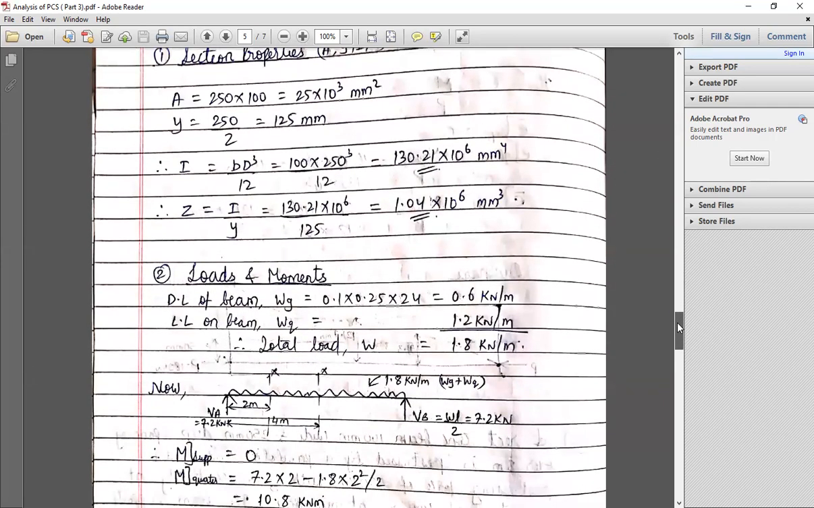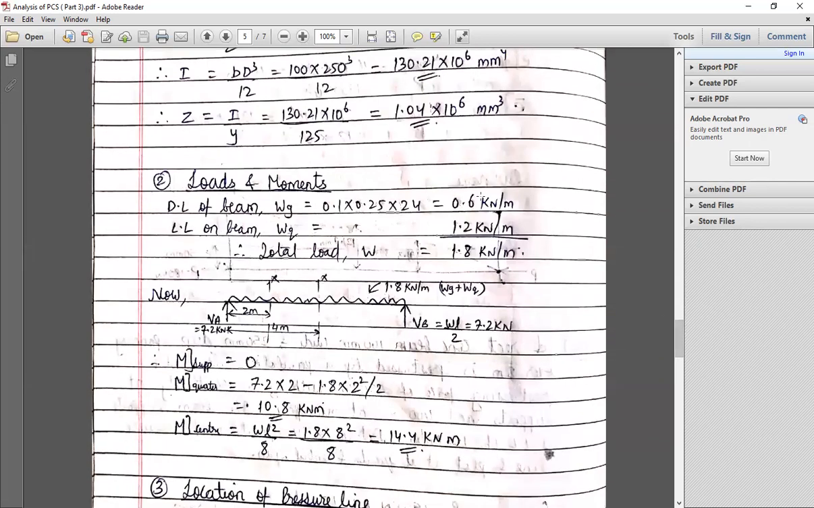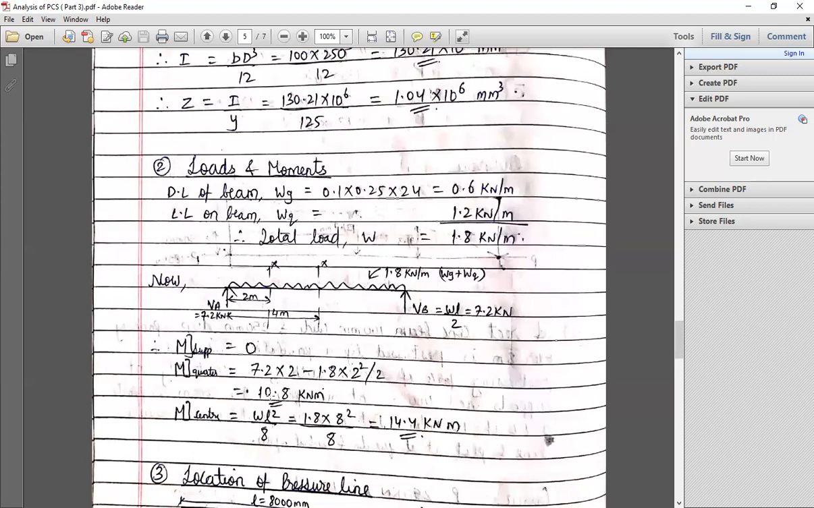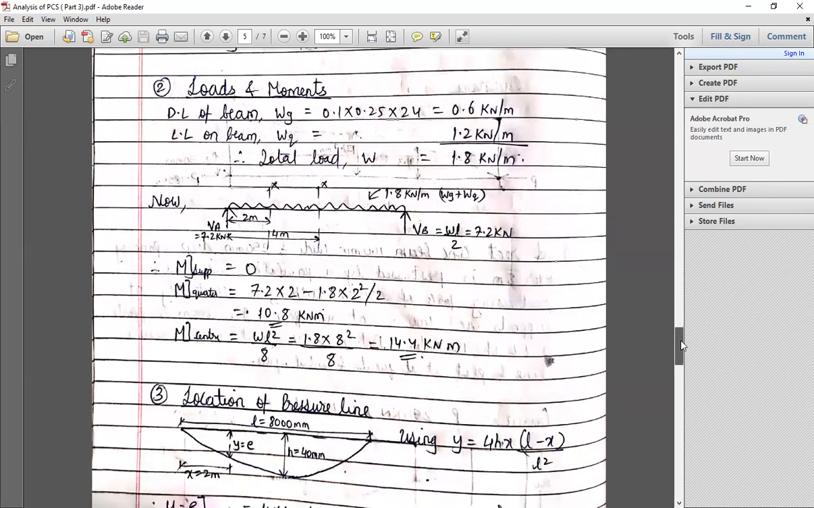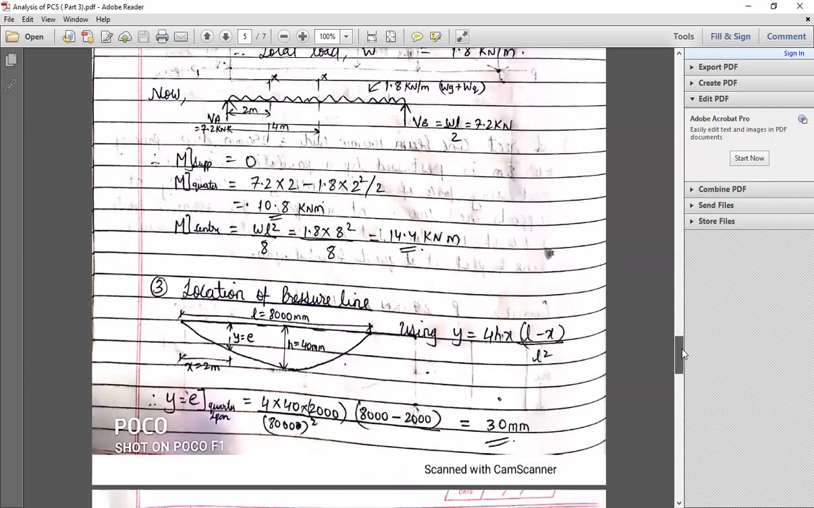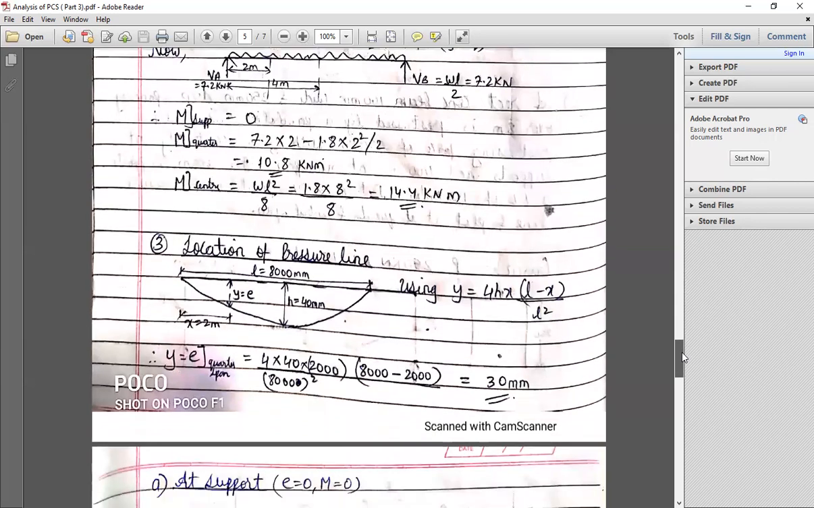Okay, the next step is also loads and bending moment. So dead load you will find out Wg, then live load is given in the question, so total load is this. Now at the quarter span you will find out the bending moment. So moment at the support is 0, moment at the quarter span for the load is this, and moment at the central span is WL square by 8 directly. So now loads and bending moments also you have calculated. Now let us see what is the difference here. Third step is now you have to locate the pressure line.